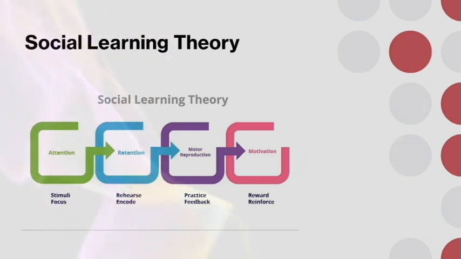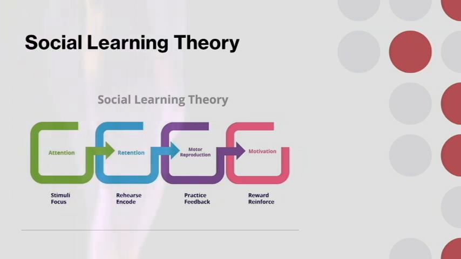And Bandura emphasized that the characteristics of the model, such as their status, their competence, and similarity to the observer, influence the likelihood of imitation, and that's where we get the whole term role modeling from Bandura's modeling from social learning theory.